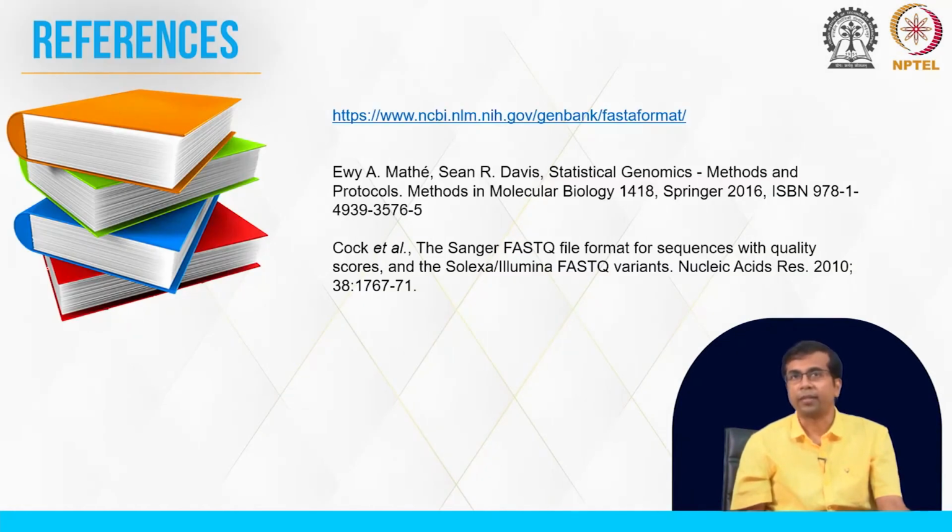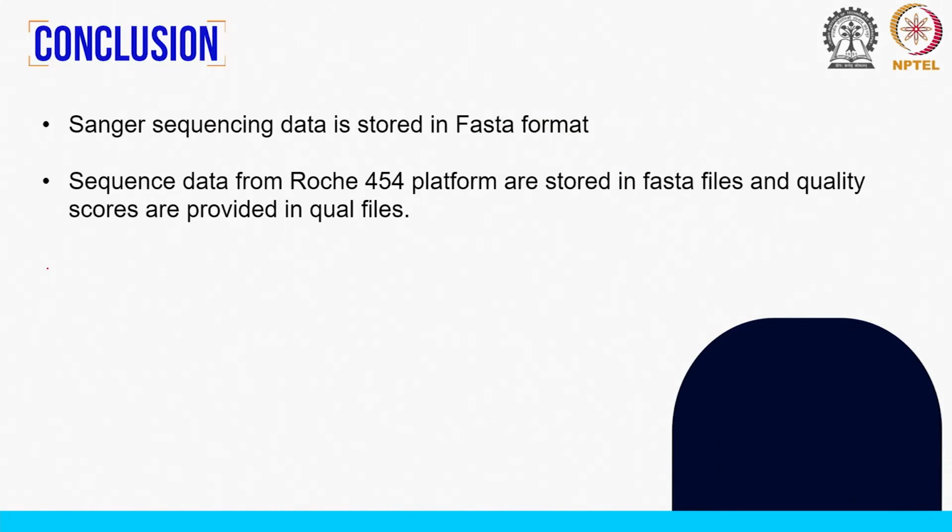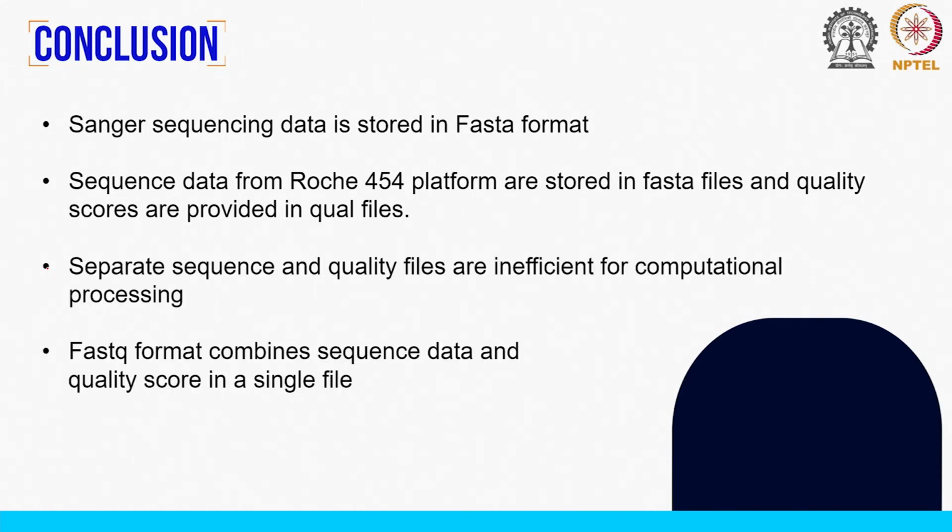Okay. So, these are the references that we have used in this class, and to conclude, Sanger sequencing data is stored in FASTA format. Sequence data from the 454 platform comes in FASTA files, and quality scores are provided in qual files. Separate sequence and quality files are inefficient for computational processing. We probably discussed why this is so, and this drawback is addressed by the FASTQ format, which combines sequence data and quality score in a single file.